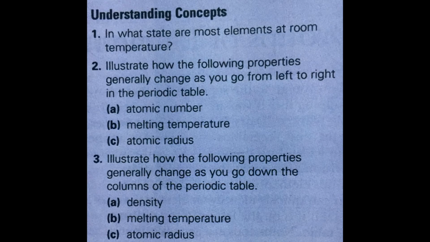Understanding concepts. 1. In what state are most elements at room temperature? 2. Illustrate how the following properties generally change as you go from left to right in the periodic table: atomic number, melting temperature, atomic radius. 3. Illustrate how the following properties generally change as you go down the columns of the periodic table: density, melting temperature, and atomic radius.